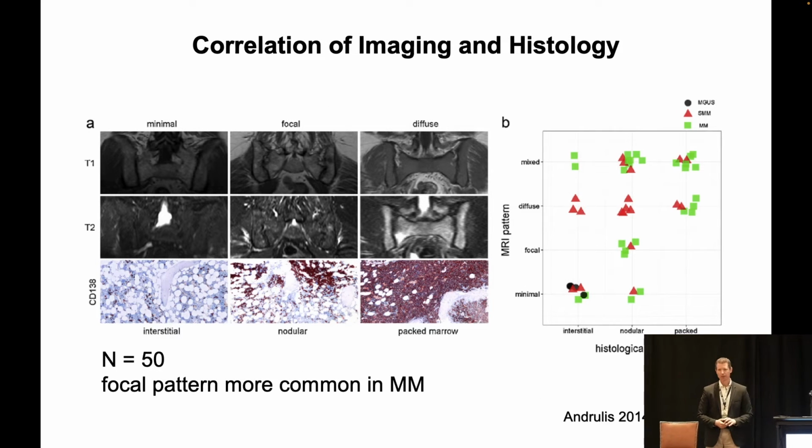We compared that with histology because when we do bone marrow biopsy, our pathologists tell us how the bone marrow looks like. They say sheets of plasma cells.